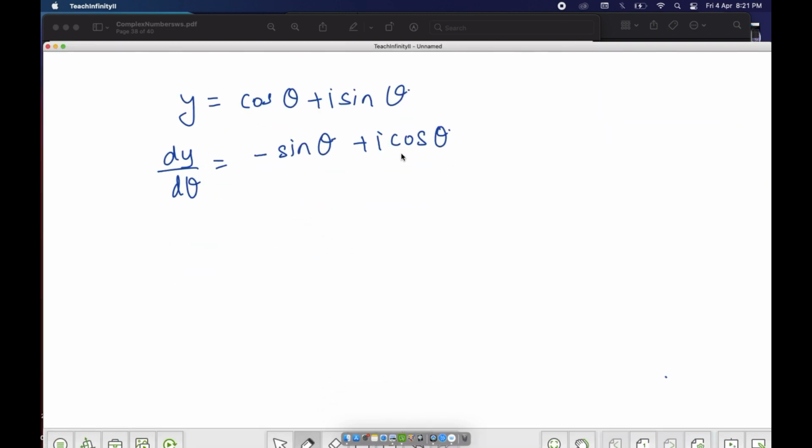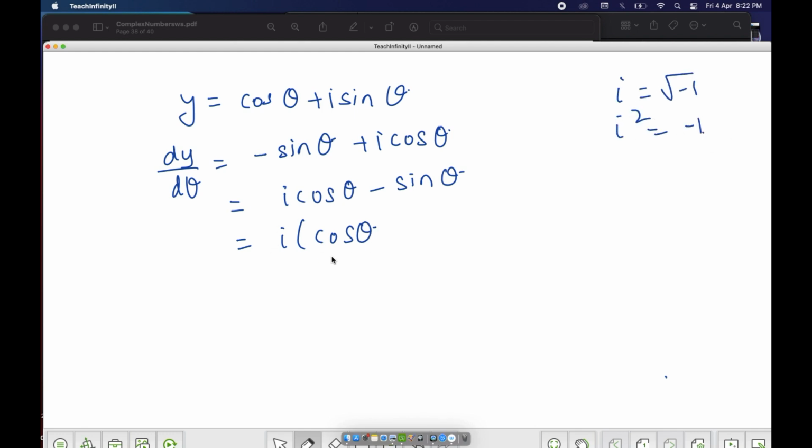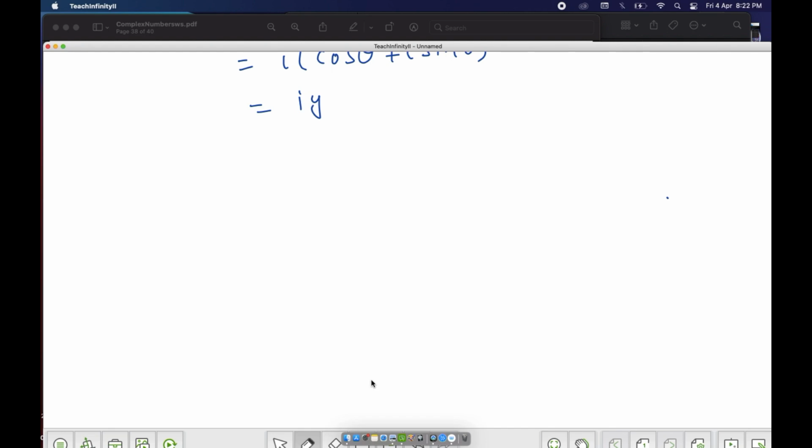Let's write this in order. So this becomes i cos theta plus minus sin theta. Now since you see a minus 1 sin theta, we can take i common here and write cos theta. And since we know that i is the square root of negative 1, so i squared is negative 1, we can put a plus i here, because i times i will give us i squared, which is negative 1, times sin theta, and that just becomes equal to iy. So that's the first part. Okay, let's go ahead to the B part.